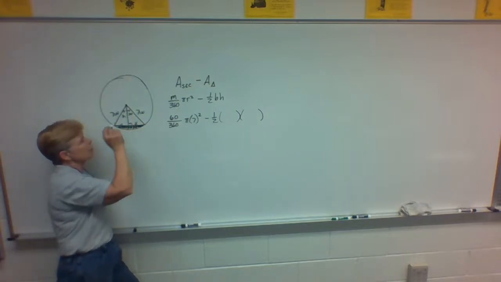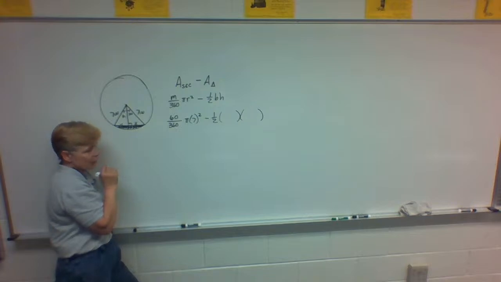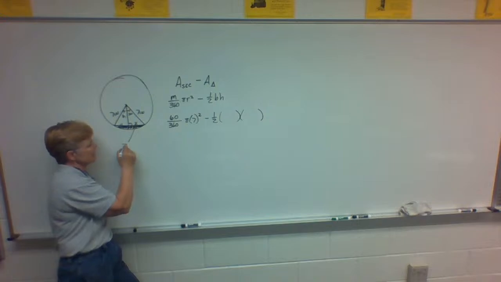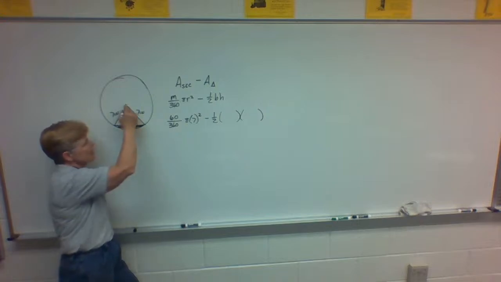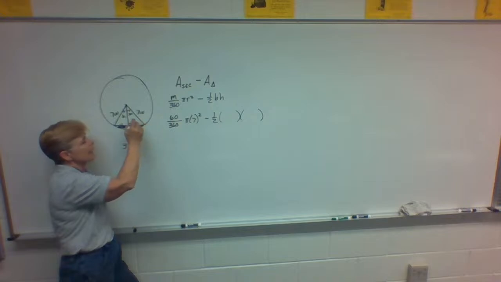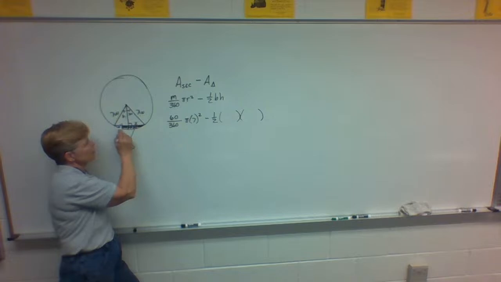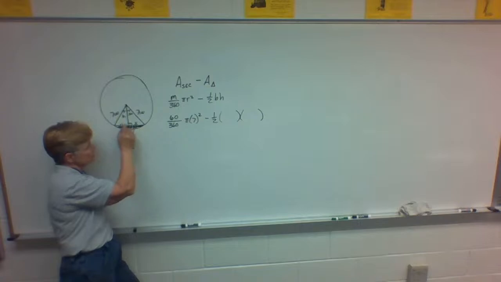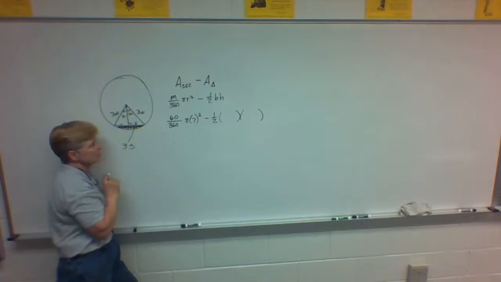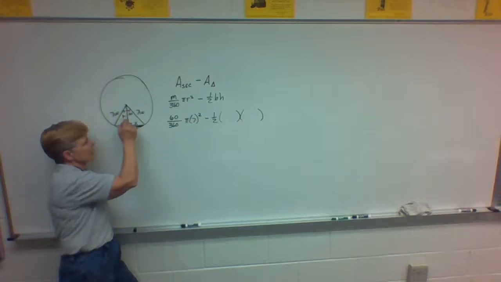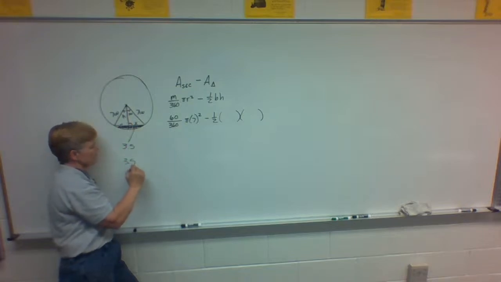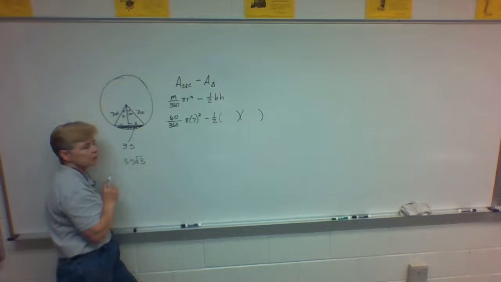So if that's 30, and you do remember your 30, 60, 90 right triangle stuff, then this x right there is going to be 3.5, because the hypotenuse cut in half is the short leg. And so this whole thing right here is actually 7, because it's twice as long as that. So this is 7, this is 7. This right here, the height, will be this 3.5 times the square root of 3, if you remember your 30, 60, 90 stuff.